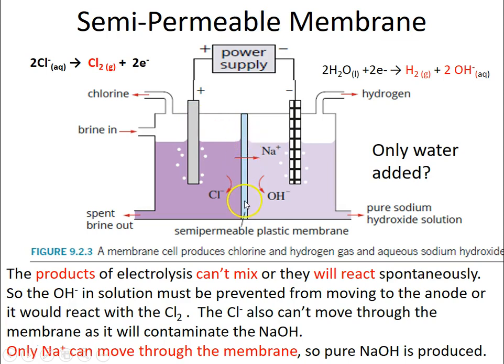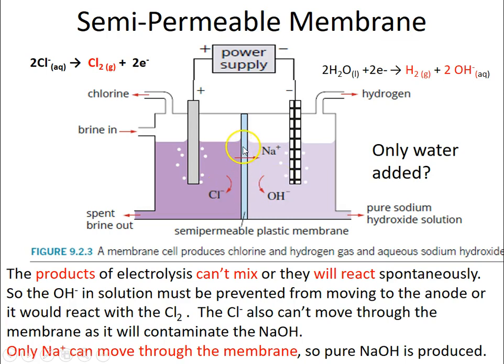This membrane I was talking about before is a semi-permeable membrane. Permeable means that things can move through it, it's permeated, but semi means only some things can move through it. So the products of electrolysis can't mix, or they will react spontaneously. So the chlorine gas and the hydrogen gas can't mix in here, they have to be separated, so they can't move through this membrane. The hydroxide ions also can't move through here.